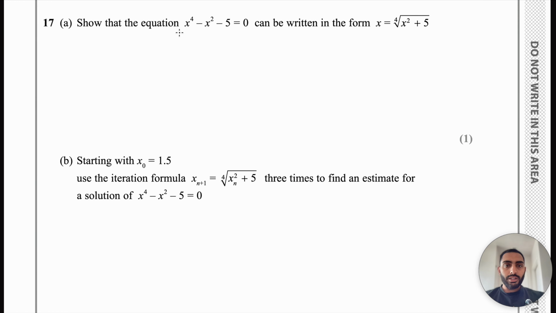Question 17. Show that the equation x to the 4 minus x squared minus 5 equals 0 can be written in the form x equals the 4th root of x squared plus 5. The clue here is this 4th root. That's telling me that I need to get rid of this power of 4. And you can see there's no power of 4 here.